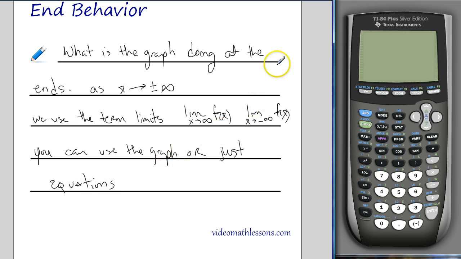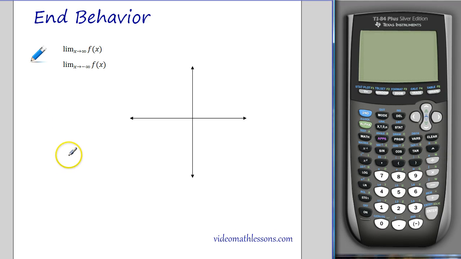Now, we've actually done end behavior, but we never really did an official thing in class. We've used end behavior when we were looking at a graph, and we talked about even and odd functions. So when we say as x goes to infinity, we're talking about all the way this way, x goes to positive infinity. And when we say x goes to negative infinity, we're looking all the way to the left.